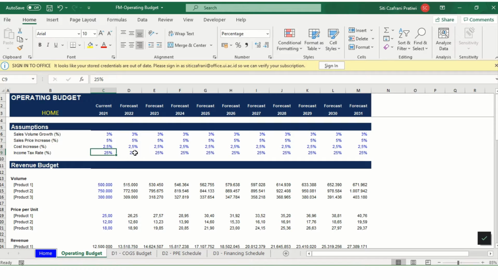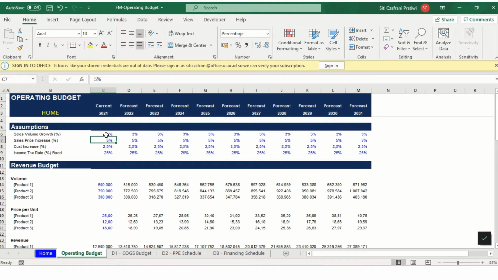All right. So actually, the income tax rate is a fixed 25% per year. There is no change for the income tax rate. I will assume this is a fixed one. Let's just assume that the government will not increase the income tax rate for the upcoming 10 years. Meanwhile, your cost steadily increases by 2.5% each year, and your sales price will increase by 5% each year. Okay, so this is the growth assumption.